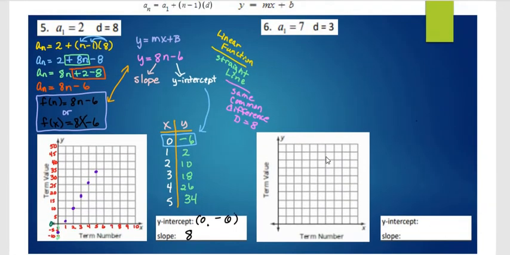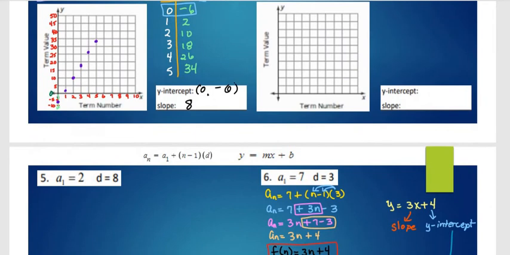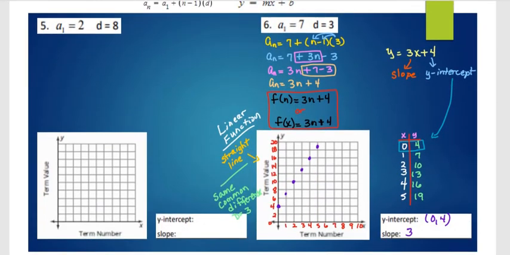Now, here's what I want you to do. I want you to put me on pause, and I want you to work number 6 by yourself. Now, let's check your number 6 against mine.